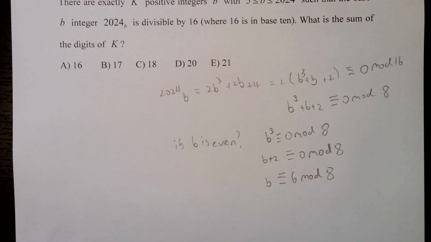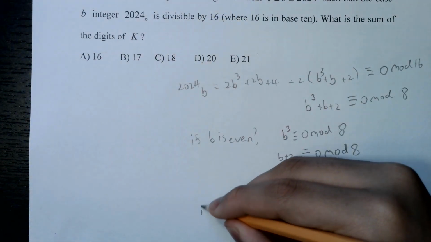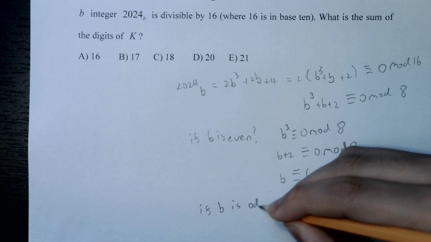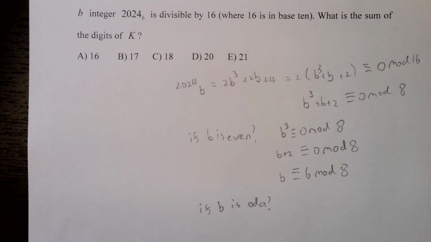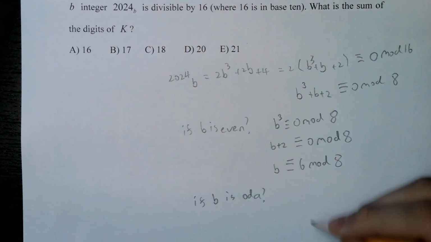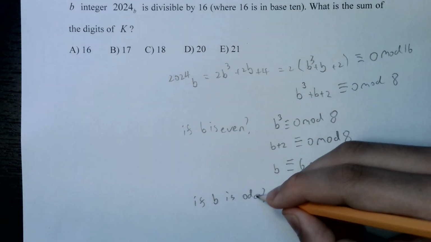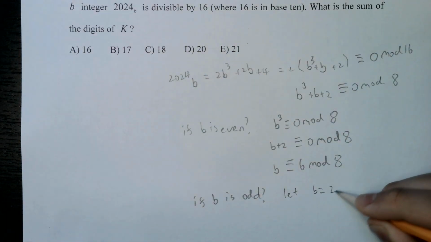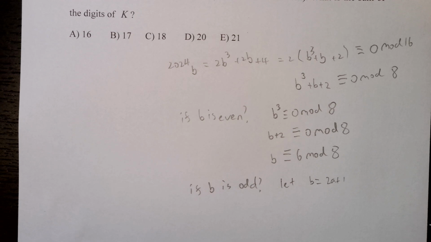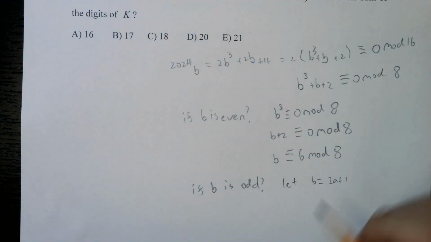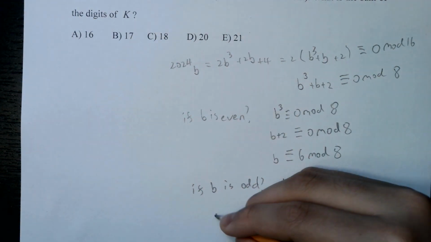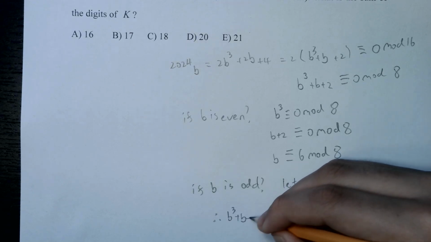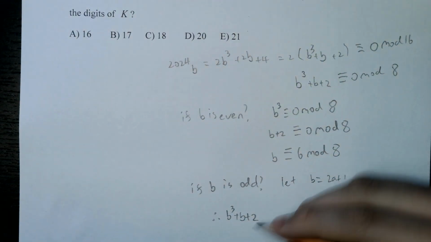Now let's look at if b is odd. What happens? Well, if b is odd, we're just going to let b be equal to 2a plus 1. This is the format of an odd integer: an even plus 1. Now we're going to plug this in, which turns b to the power 3 plus b plus 2 into our new expression.